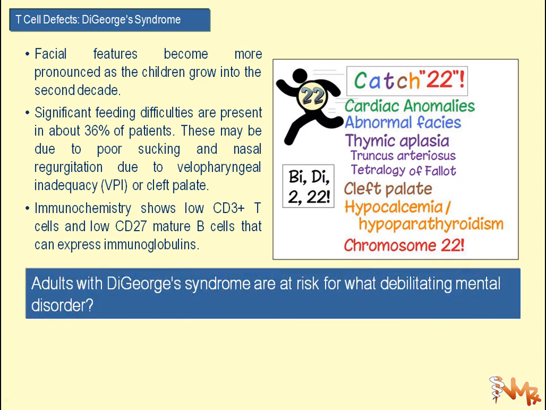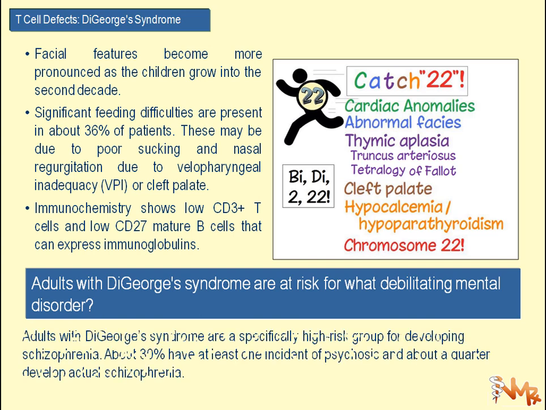Adults with DiGeorge syndrome are at risk for particular debilitating mental disorders, and there is a great association between the two conditions. What is it? This is schizophrenia. I want you to know that about 30% of the patients with DiGeorge syndrome will have at least one incident of psychosis in their lives, and about a quarter of them will develop schizophrenia.